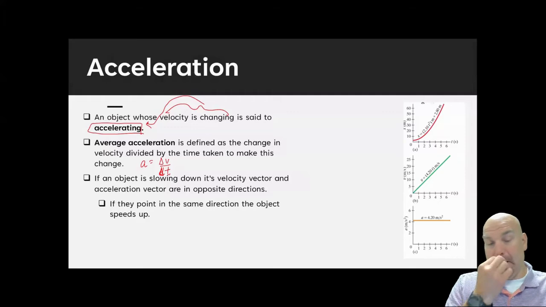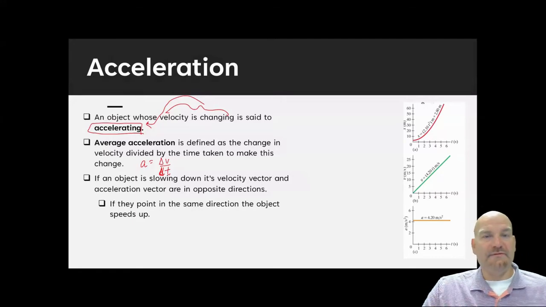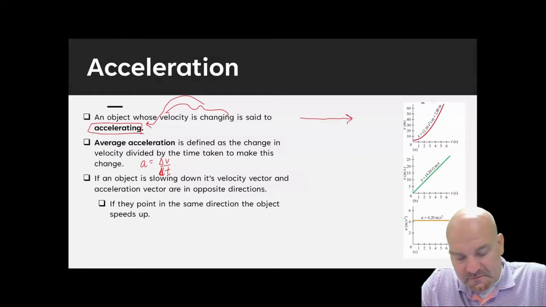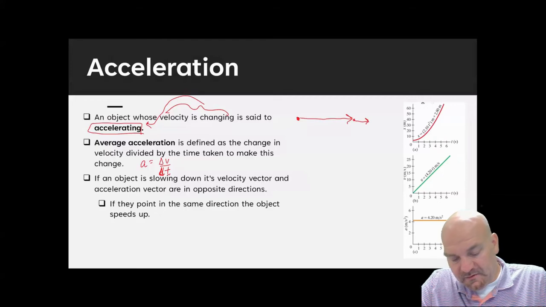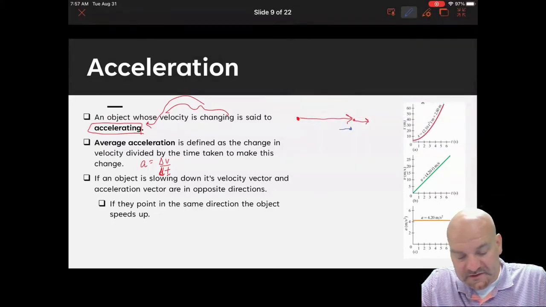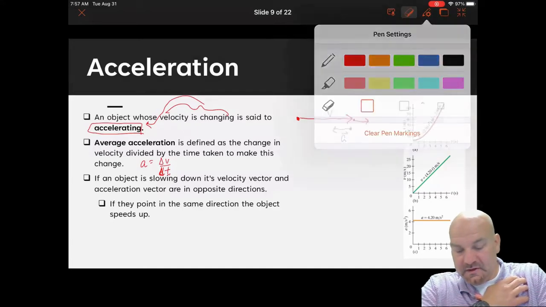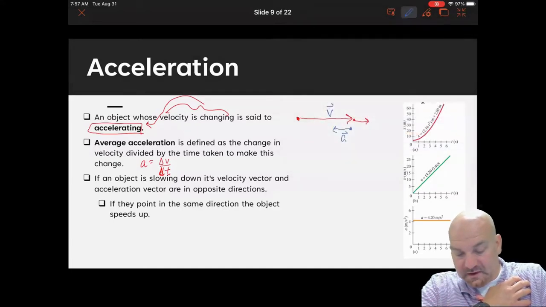Now, if an object is slowing down, its velocity vector and acceleration vector are in opposite directions. That doesn't necessarily mean that your acceleration is always going to be negative. Just understand that when the object slows down, its acceleration vector is in the opposite direction of the velocity. So if my velocity is to the right, and I'm doing a motion diagram where I'm slowing down, the red is my velocity and the blue is my acceleration. I know I didn't draw the second red arrow big enough, but let's say those are our vectors.